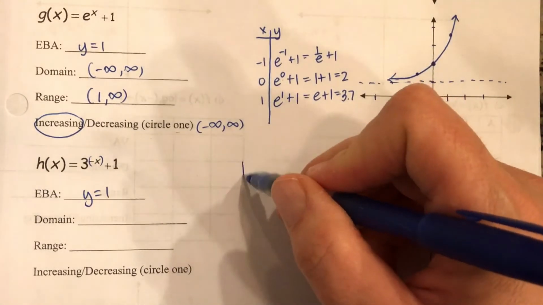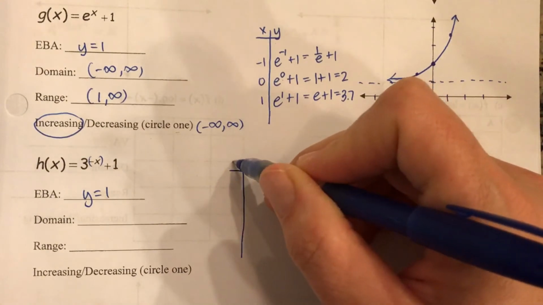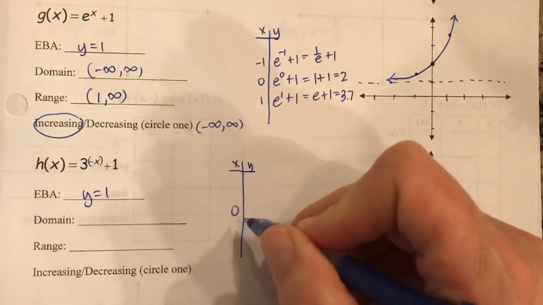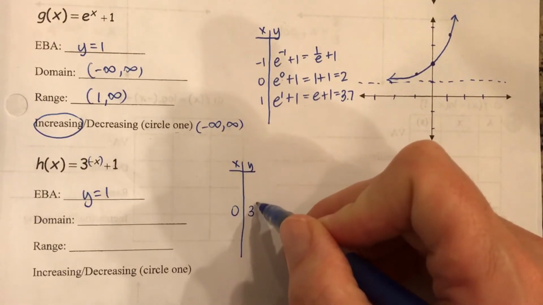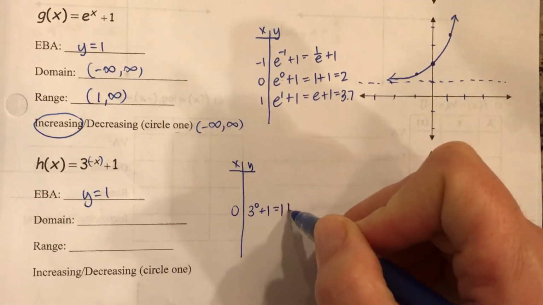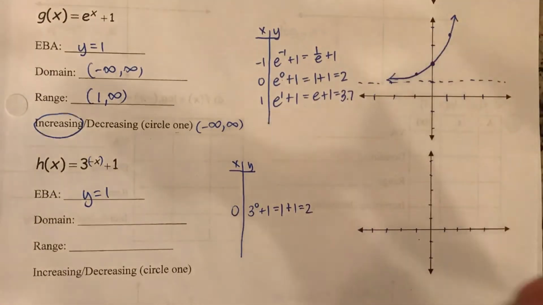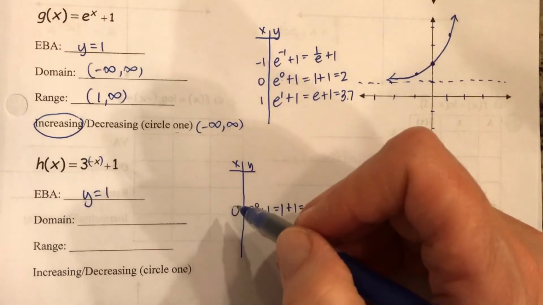All right, x and y chart. What would make that a 0? You guessed it, 0. So then I would have 3 to the 0 plus 1 is 1 plus 1, which is 2, which is the same as last one. Yay. Okay, and now is where it gets tricky.